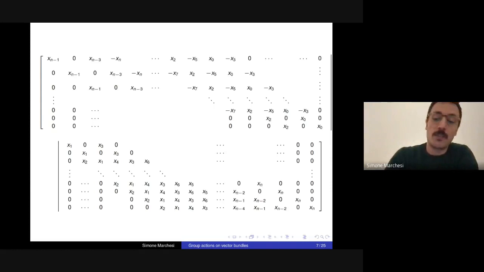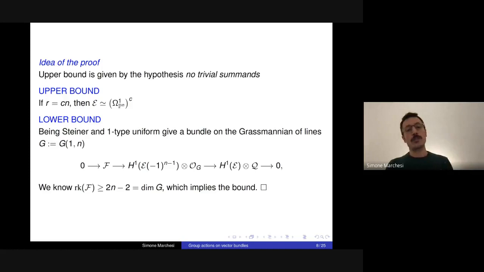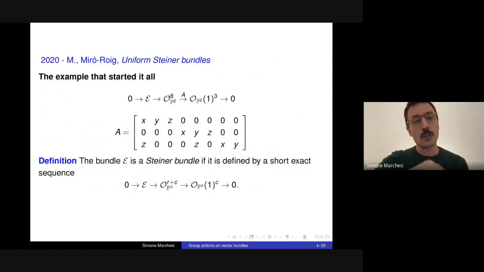As for an idea of the proof, the upper bound is given by the hypothesis that I told you before, that there are no trivial summands. Of course, I could take any one-type uniform bundle and add as many trivial summands as I want, and this will stay one-type uniform. The upper bound is simply given, when there is no trivial summand, by Cn. Let me go back a little bit to the first example. Having no trivial summand basically means not having zero columns in the defining matrix. In this case, n equals 2 and c equals 3, the rank is 6, so this will be a 3 by 9 matrix.